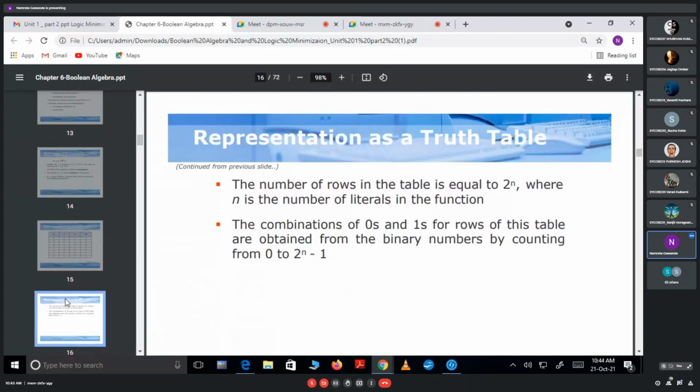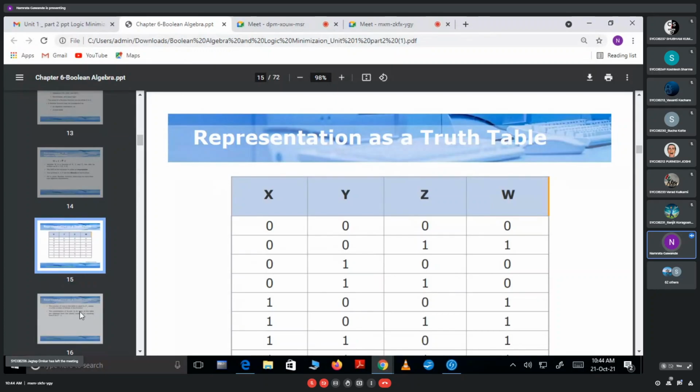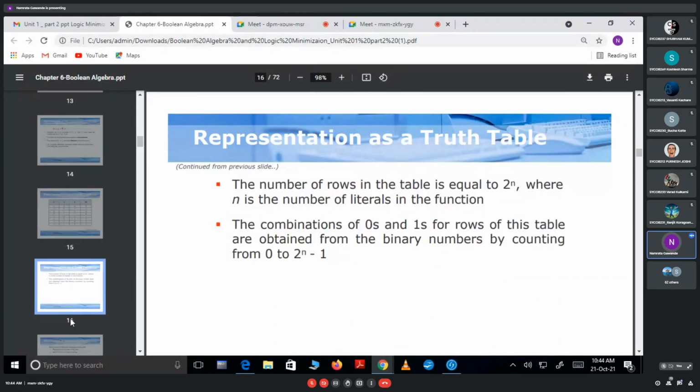Now, representation as a truth table. We have seen the representation as a truth table. The number of rows in the table is equal to 2 raised to power n, where n is the number of literals in the function. Here, what is n? N is 3 in this example because there are 3 literals. So 2 raised to power 3 combinations are given in the truth table. The combinations of zeros and ones for the rows of this table are obtained from the binary numbers by counting from 0 to 2 raised to power n minus 1. This is the description given specifically for this particular example. You can apply that.